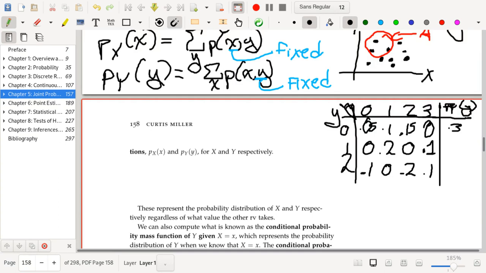And the probability that Y is equal to 1 is going to be the sum over the second row. So that would be 0.2 plus 0.1, which is 0.3. And the probability that Y is equal to 2 is going to be the sum of the last row, which is going to be 0.4. So we sum up and get a margin sum, because we're summing in the margin of this table, to get the individual probability mass function for Y.